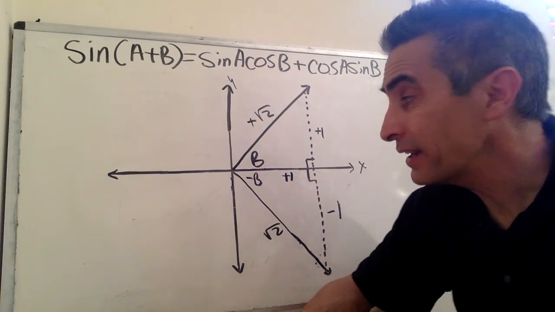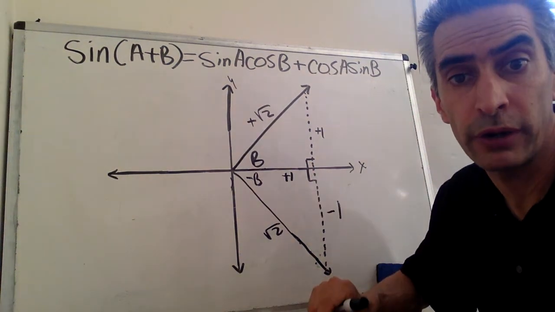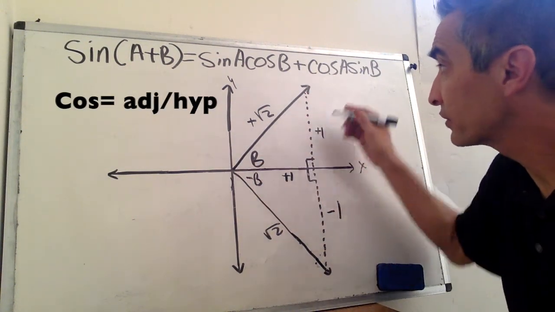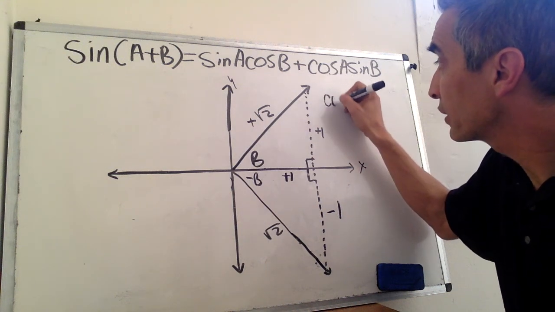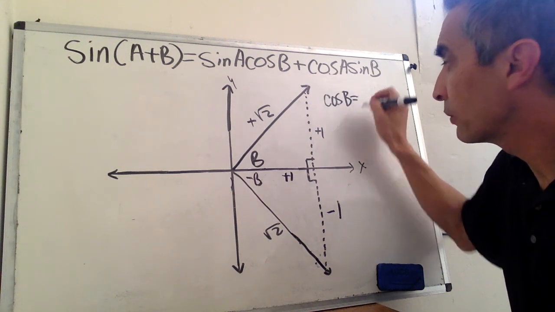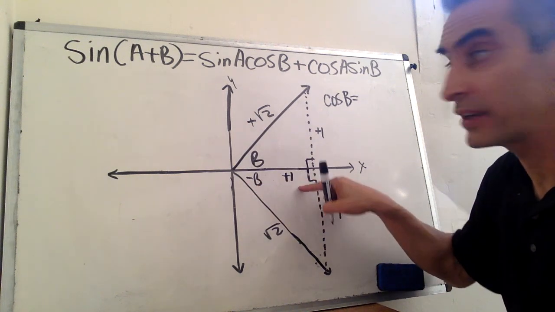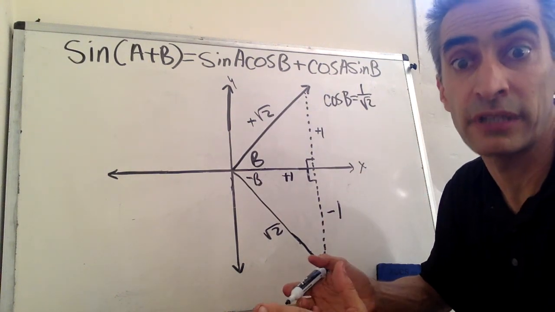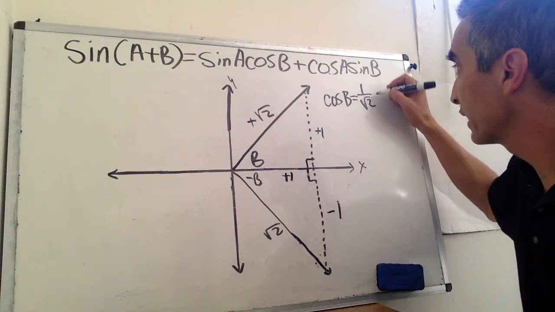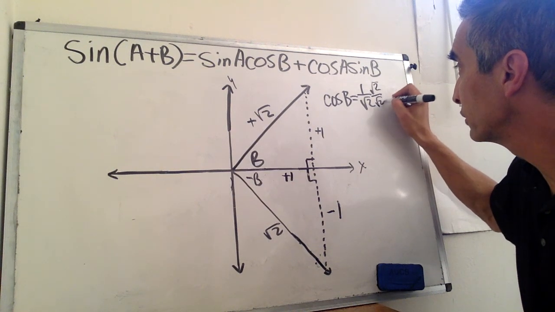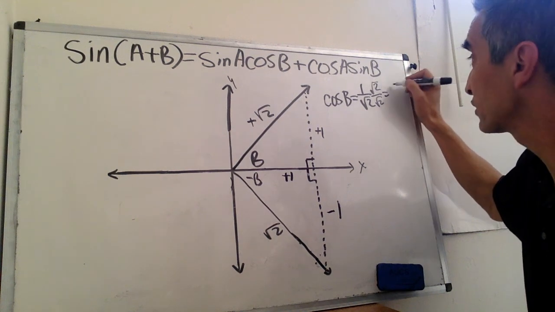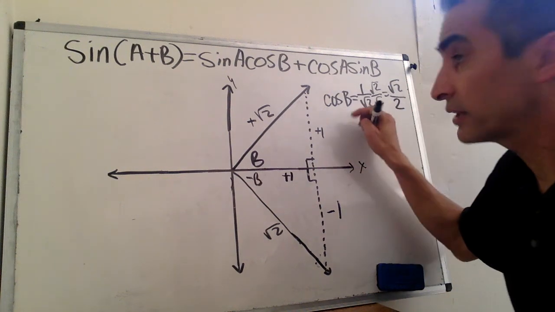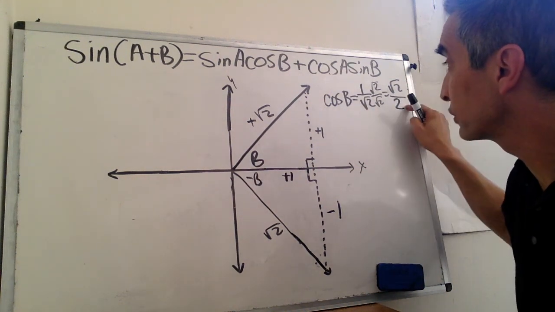Now, if we want to find out what is the cosine of angle B here in quadrant 1, what do we do? Well, cosine is going to be the adjacent side over the hypotenuse. So the cosine of B equals 1, the adjacent side, over square root of 2. 1 over square root of 2, which of course you can rationalize. I know many teachers say rationalize the denominator. So you're going to multiply by square root of 2 over 2. And now you have 1 times square root of 2, which is square root of 2, over square root of 2 times square root of 2, which is 2. So now you have the cosine of B equals square root of 2 over 2.